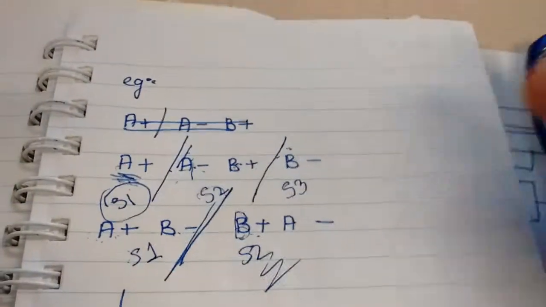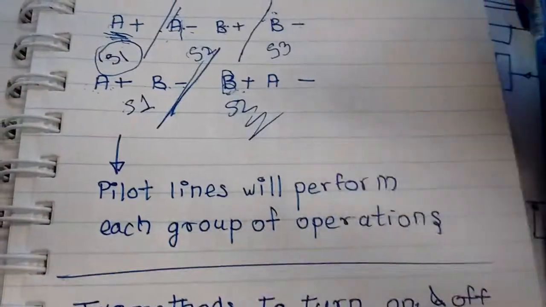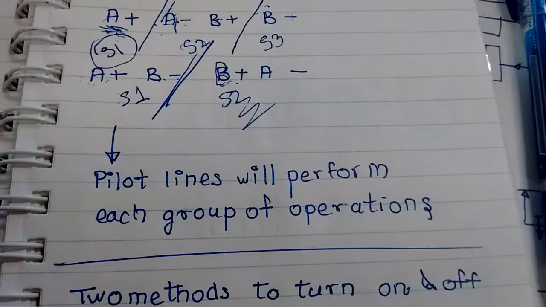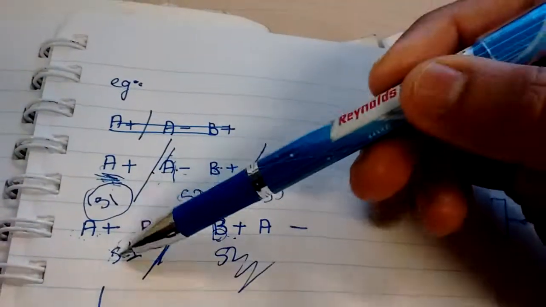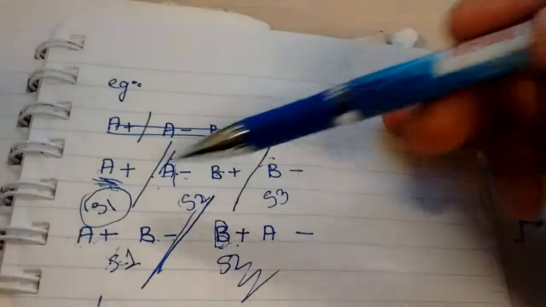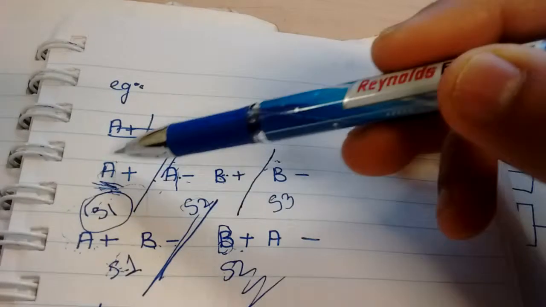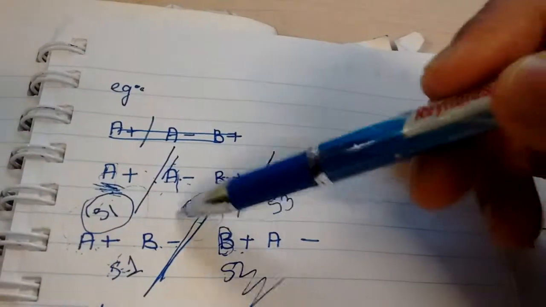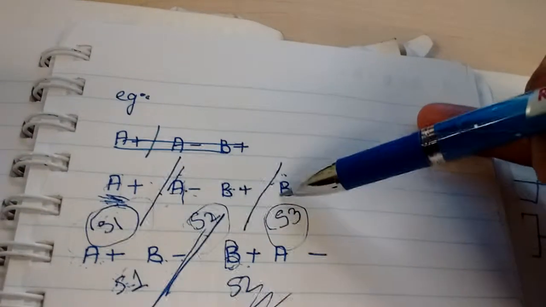So what we can basically see is how to divide the sequences into groups. Now the pilot lines will perform the operations in each group. Each time, I'll just give a brief idea, we need to switch on each of the pilot lines. Suppose we have to perform this sequence. First we switch on the pilot line S1, then perform A plus, then switch on the pilot line S2, then perform A minus, B plus, then switch on the pilot line S3, then perform B minus.